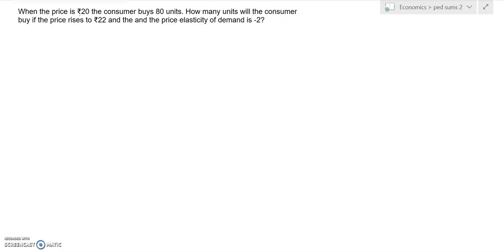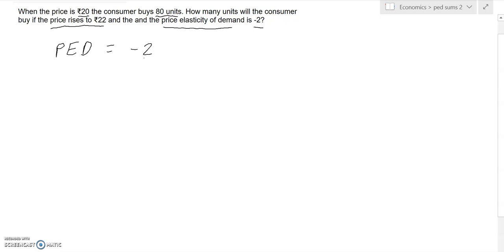When the price is rupees 20, the consumer buys 80 units. How many units will the consumer buy if the price rises to 22 and the price elasticity of demand is -2? It should not be surprising that the value of PED is negative. You must keep in mind that there is an inverse relationship between price and quantity demanded. So a -2 is expected.